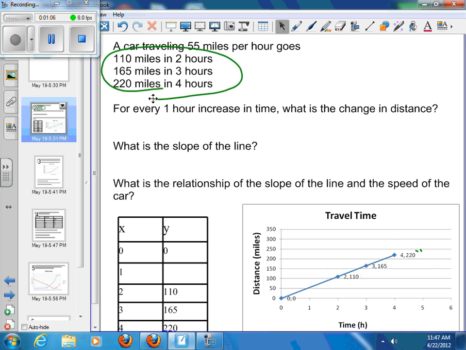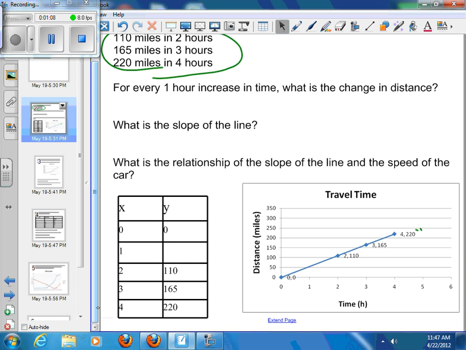I've made a table of the data also. And it's the same exact information, 2 with 110, 3 with 165, and 4 with 220. So we've got basically the same information written 3 different ways here. And we're going to take a look at our questions. So for every 1 hour increase in time, what is the change in distance?